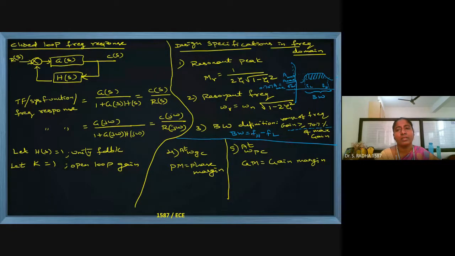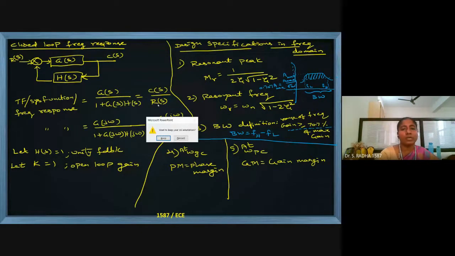Now, these are the three specifications. I have covered resonant peak and resonant frequency, straight away formulas. You will have formula substitution problems. Even for online examination, we will give small problems where the cancellation will be easy, and straight away you will get an easy answer. Now coming to 4 and 5, phase margin and gain margin, we have discussed both in Bode plot as well as polar plot: phase margin, phase crossover frequency, gain margin, gain crossover frequency. It is the same. These are the 5 design specifications in frequency domain.